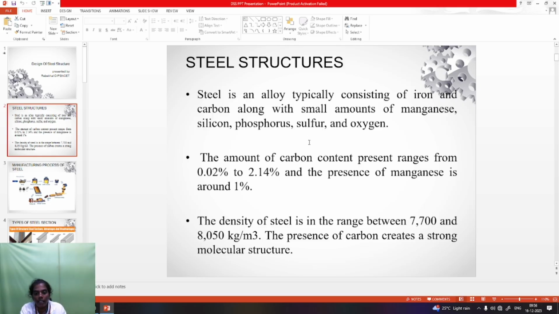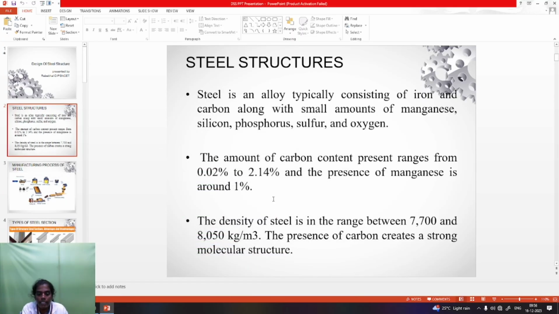The percentage of carbon is very, very important for steel production. The amount of carbon is present in the range of 0.0% to 2.14%, and the presence of manganese is around 1%. The density of steel, the common constant, is 7850 kg per meter cube, within a range of 7700 to 8050.